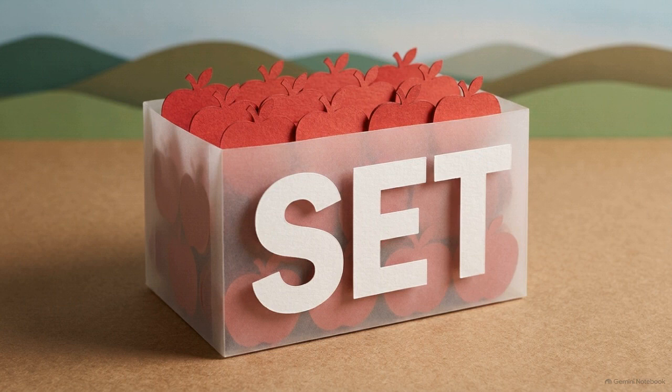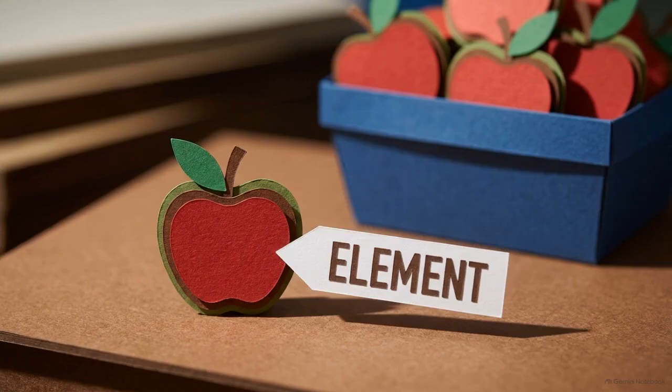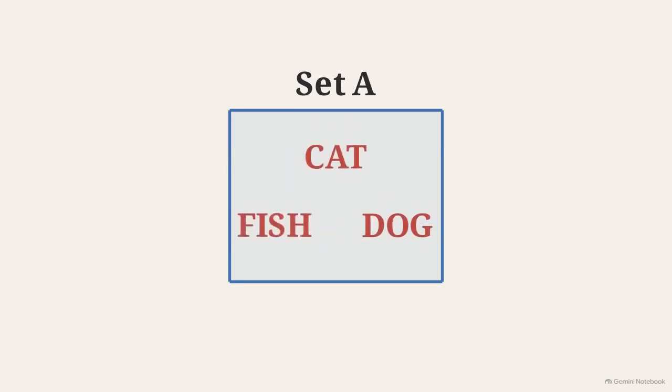A set is simply a collection of things that belong together, and the individual toys inside that box, we call those elements. If we look at this box labeled Set A, we can drop different types of collections inside. We could have a box of numbers, like 1, 2, and 3. Or we could have a box of pets, a cat, a dog, and a fish. We can even get specific, like a box containing only even numbers.